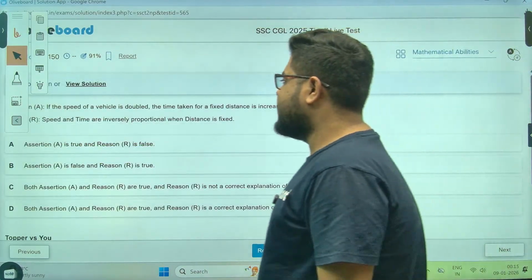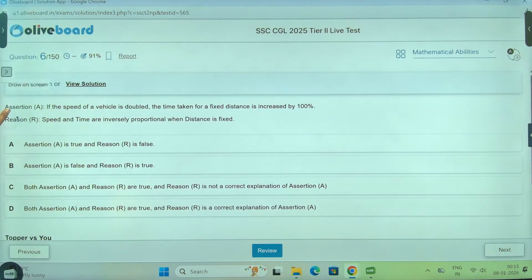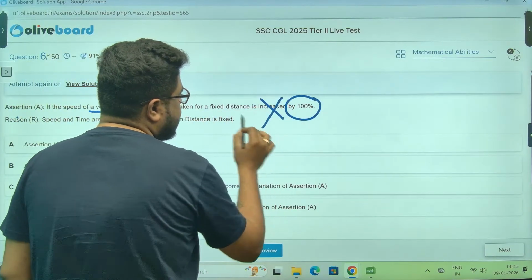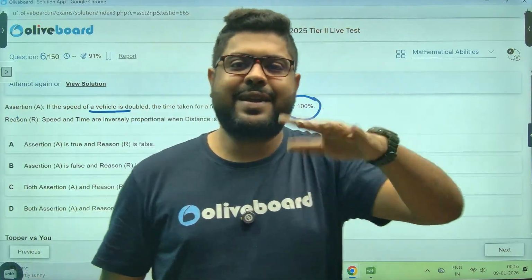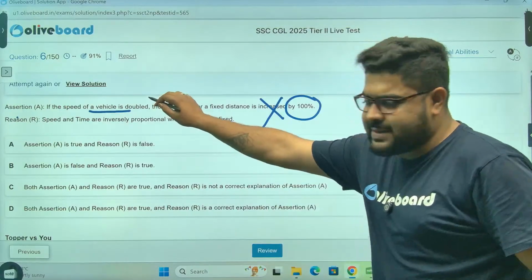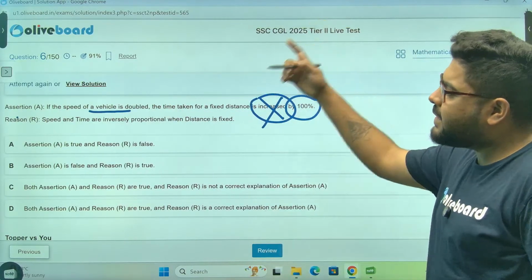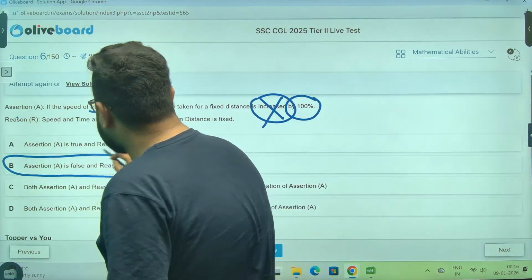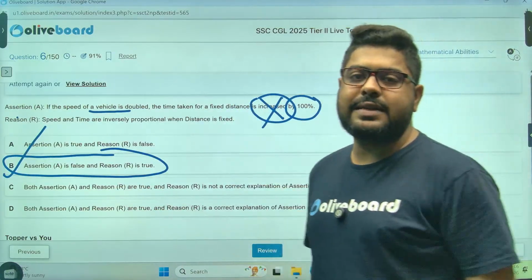Moving on, simple. Assertion and reason. Chalo, let's see. If the speed of the vehicle is doubled, the time, sir, this is wrong. If speed increases, time will decrease. If speed increases, time cannot increase. Please understand. Now if the assertion is wrong, sir, you don't need to do anything because only one option will always have assertion is false. That's the answer. I don't even need to go and check for the reason.